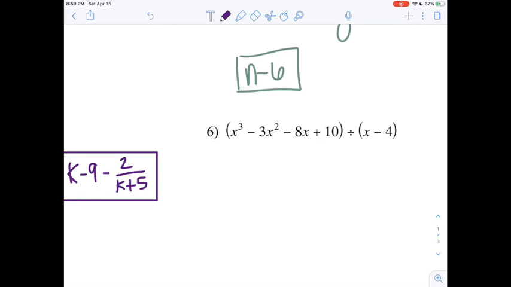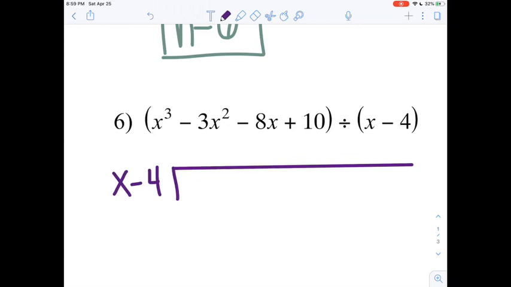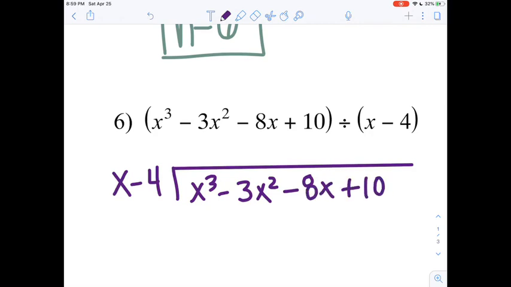Okay, number 6. I'm dividing by x minus 4, and I get x cubed minus 3x squared minus 8x plus 10. Okay, so this one's going to be a little bit longer. So what times x gets me x cubed? That's x squared. And now I got to multiply it by the x and the negative 4. So x squared times x, that's x cubed. X squared times negative 4, that's negative 4x squared.